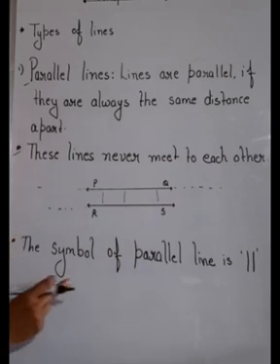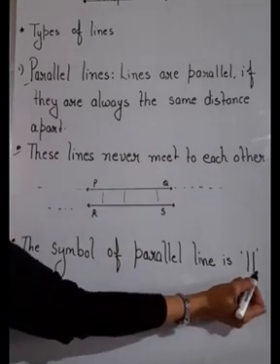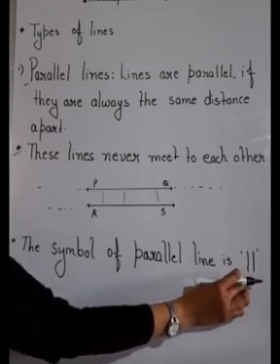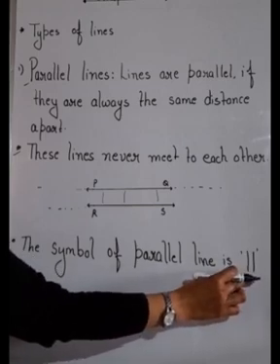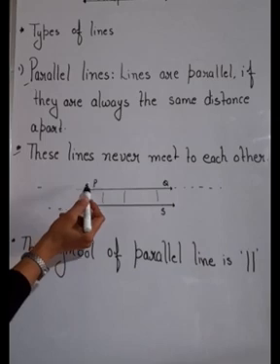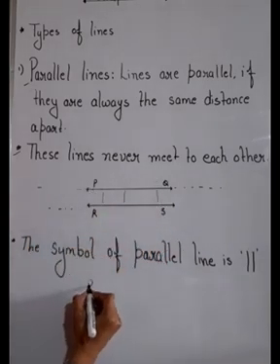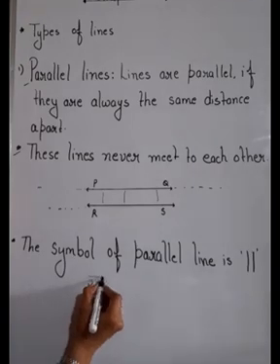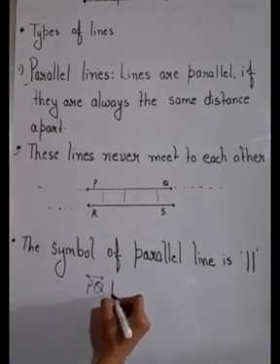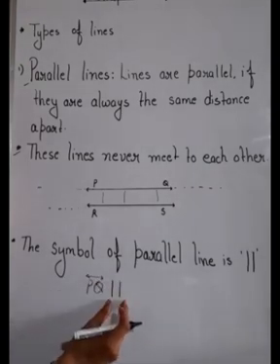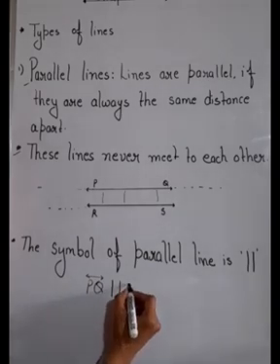Okay, the symbol of parallel lines is this double line. Okay, I have drawn these two double lines. So this is the symbol of your parallel line. So I have drawn two lines, that is PQ and RS. So I can write line PQ, this is the way of representing a line, is parallel, this is the symbol of parallel, is parallel to line RS.